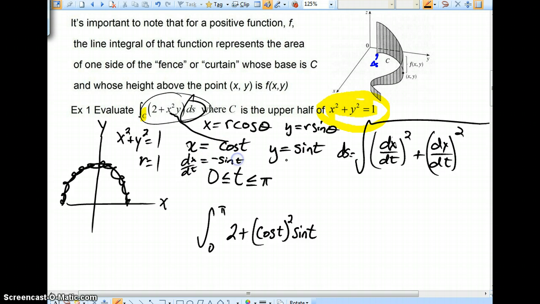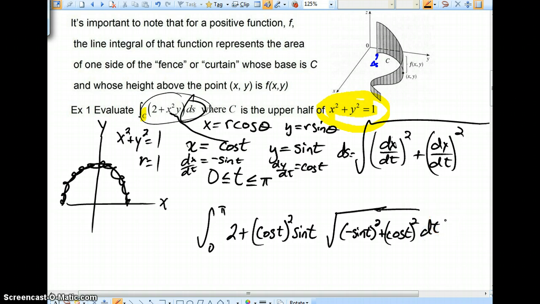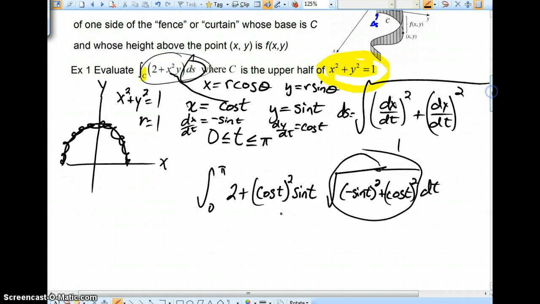Negative sine of t. And all of a sudden, wow, with circles, this is so nice. That's going to be the square root of negative sine of t squared plus dy dt, which was cosine of t squared. And then all of a sudden, the light bulb goes on. You go, wait a minute. Sine squared plus cosine squared. This whole radical here is going to turn into what? A 1. Wow. That's real nice. That happens frequently, not always.